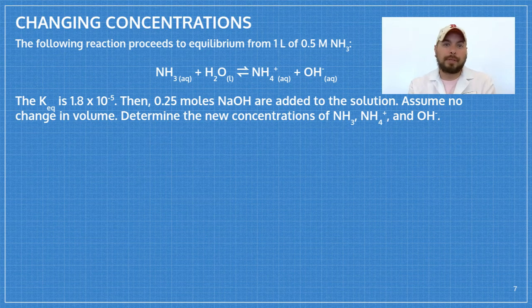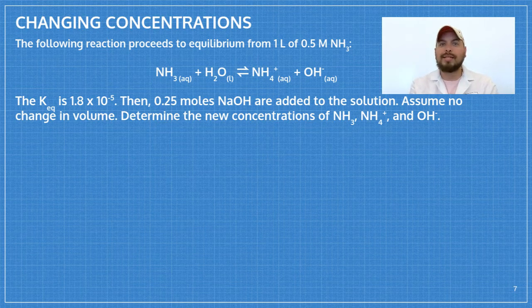So here comes a complicated one. In this situation, we are going to first find the equilibrium concentrations, followed by a manipulation, a perturbation to my equilibrium, which changes the Q. So the first thing we need to do is find the equilibrium concentrations of my initial system. I'm giving you the K value and the initial concentrations of the NH3, the NH4 plus, and the OH minus.